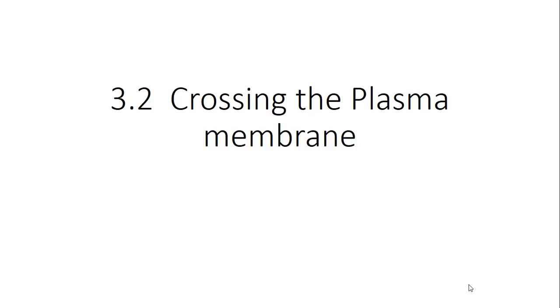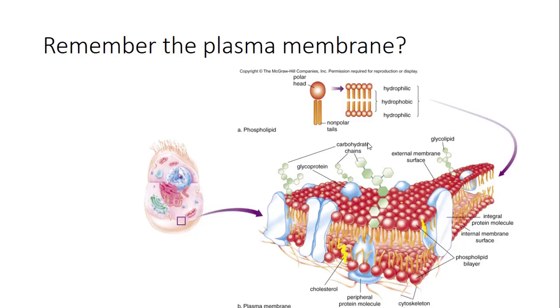And if the cell is a neuron, they need to be able to pump ions like sodium and potassium across the membranes against the gradient. So all these topics are part of crossing the plasma membrane. But we're going to start with the simplest version, which is passive transport.